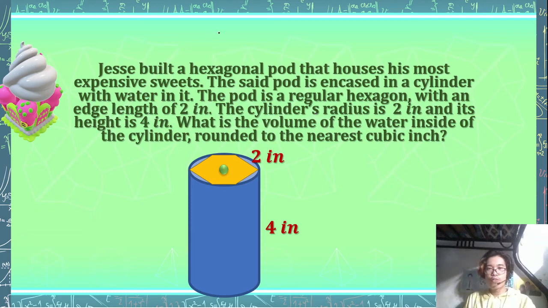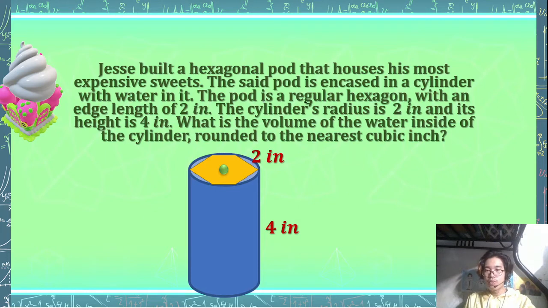So we have our fourth problem here for our grade 8 students and to our viewers. Jesse built a hexagonal pod that houses his most expensive sweets. The said pod is encased in a cylinder with water in it.